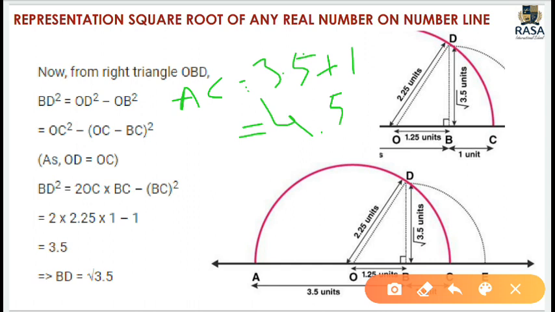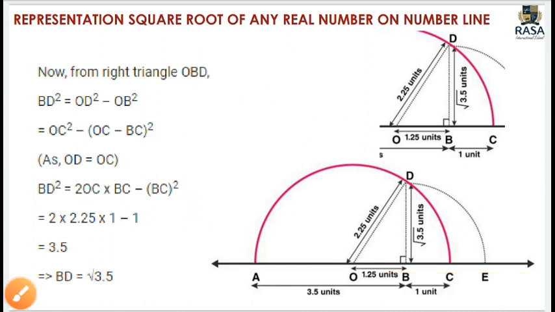So when we take half of it, it will be 2.25 units. So that would be OA is equal to OC is equal to OD, because they are the radius of the semicircle. Now the question arises, how can we find the length of OB? BC is 1.25 and OC is 2.25. If we subtract BC from OC, we will get OB.